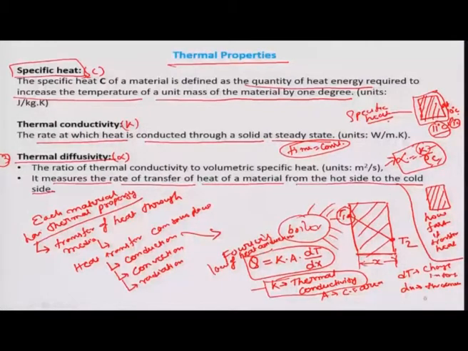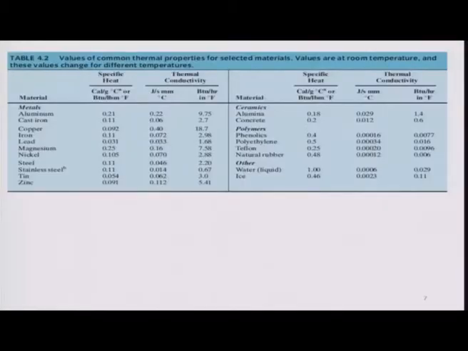This table shows some common thermal properties of selected materials, and you can see for metals, for example aluminum, the specific heat is 0.21, for cast iron it is 0.11, copper 0.092 kilo Kelvin per gram into Kelvin.